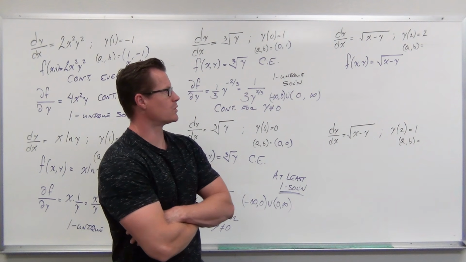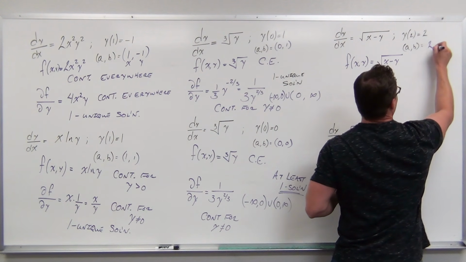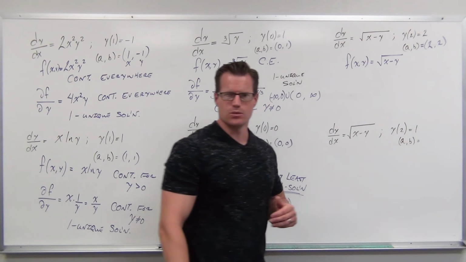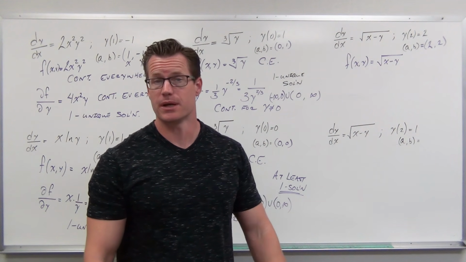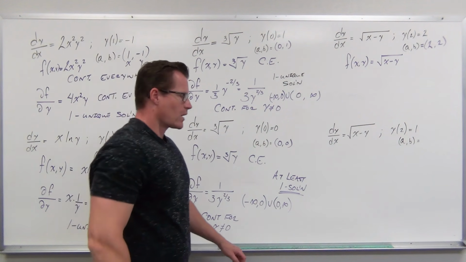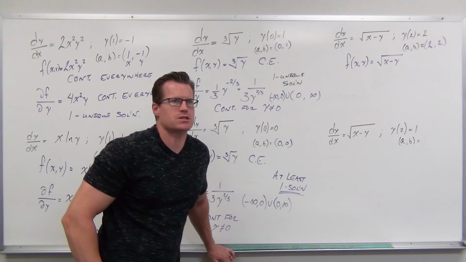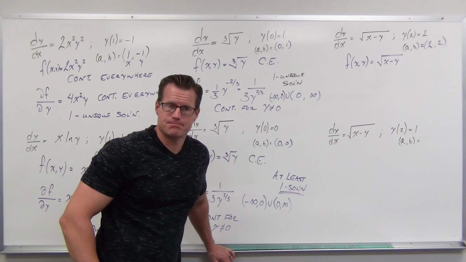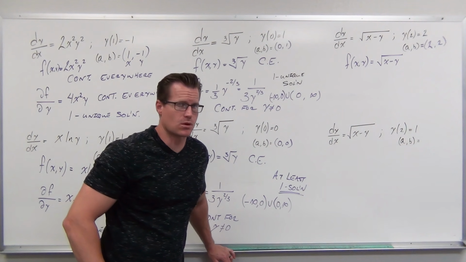So where in the world is that continuous? Let's think about that. If there's one that you really should focus in on, it's this one, because this will throw you for a loop if you're not paying attention. So where are square roots okay? Where are square roots continuous? Well, they're continuous as long as the inside is not negative. So as long as inside is 0 or more.